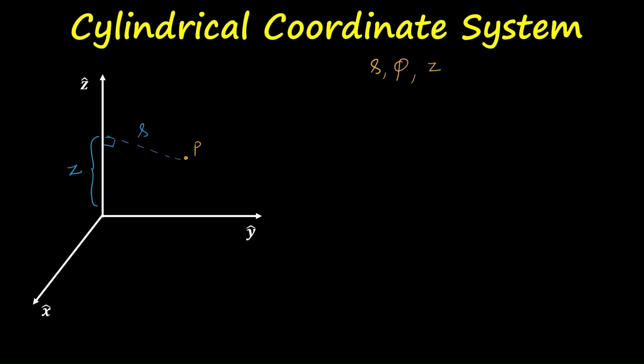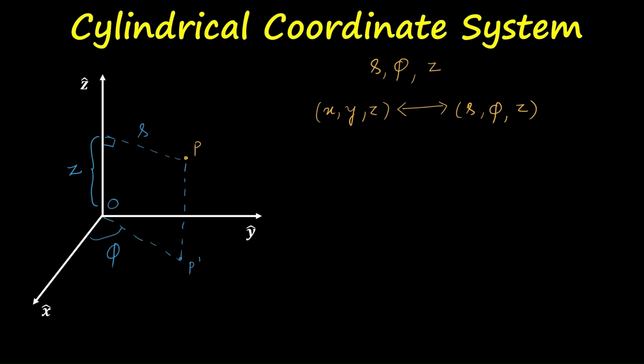And what about phi? For phi, we take the projection on the xy plane. Let's call this one P prime, and let's call the origin O. Now this angle is what we refer to as phi. Now we can have a relation between the cylindrical coordinate system and the Cartesian coordinate system, that is, s, phi, and z.